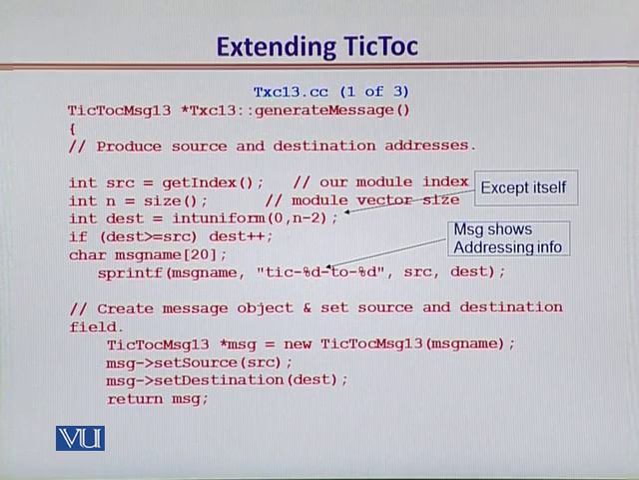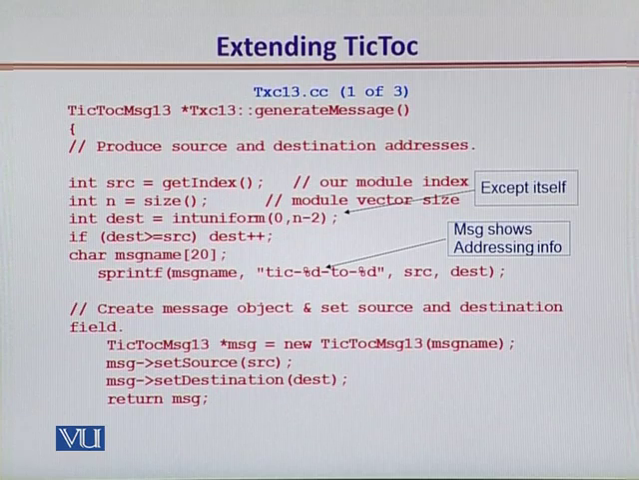Similarly, we see that the message, as we see in the sprintf command, carries the addressing information as tick-%d-to-%d, where the first one is the source address, that is the source ID, and the second one is the destination ID. And as we saw in earlier modules, using the sequence ++ operator, we are incrementing the sequence number every time.